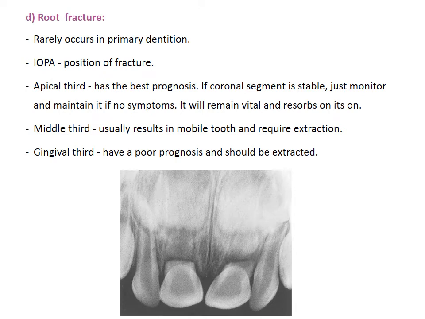Moving on to the root fracture, as you can see in this picture, there is a 5-1 and 6-1. There is a horizontal line you can see, and the root extending, which you can also make out in the radiograph. If the fracture line is involving the apical third, it has the best prognosis because we just need to monitor the patient, and if the patient does not have any symptoms, we just monitor, and with time the apical portion of the root will resolve by itself.